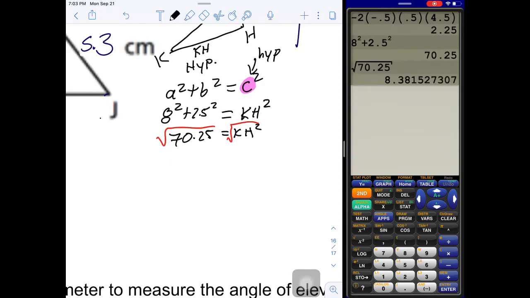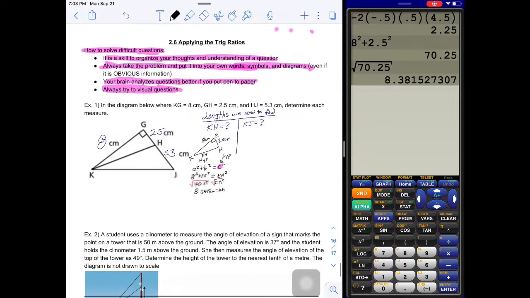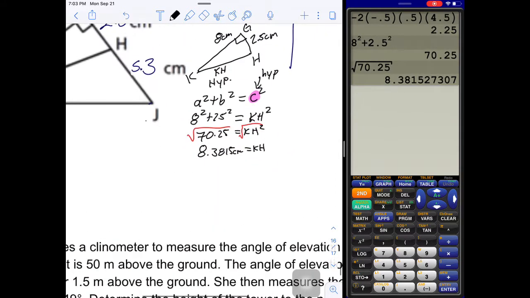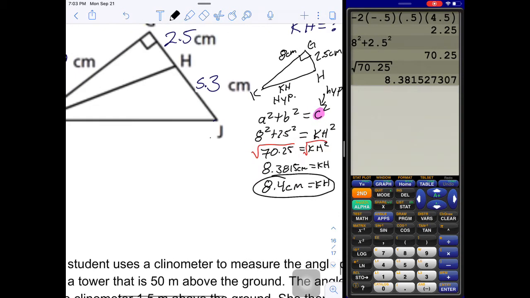So that means K to H is 8.3815 centimeters. Okay. Now it doesn't tell us what to round it to, so let's just round it to 1 decimal place. So there's one solution here, and we can actually write that. This will be 8.4 centimeters.